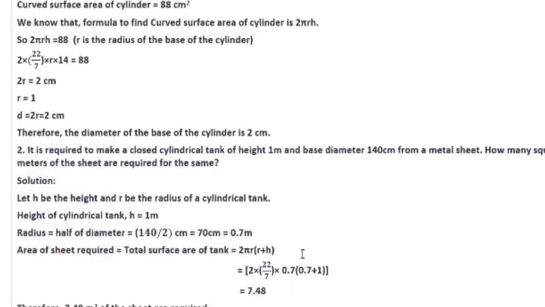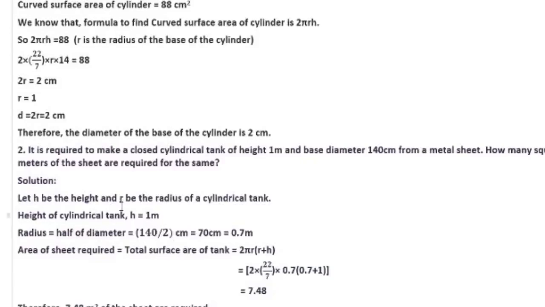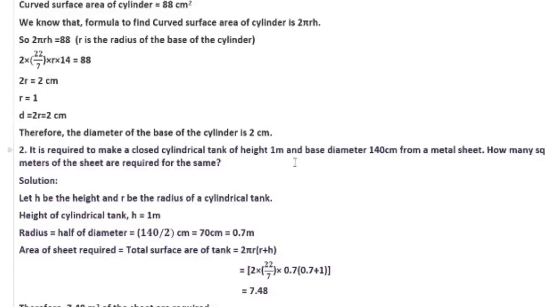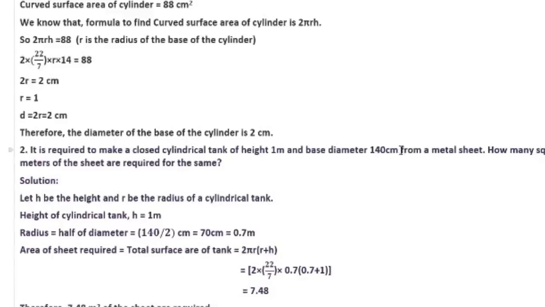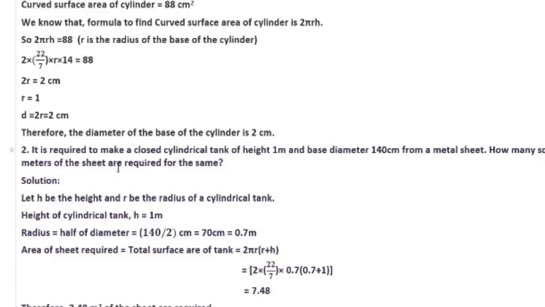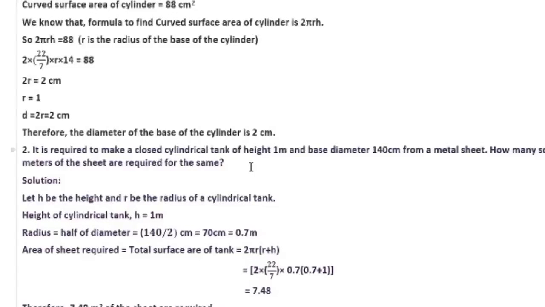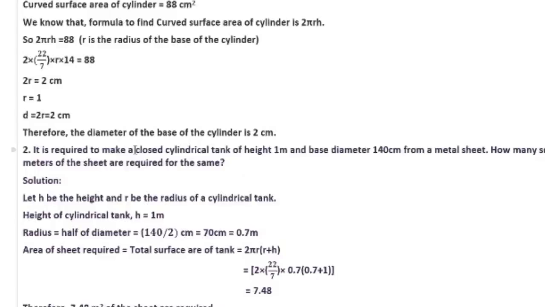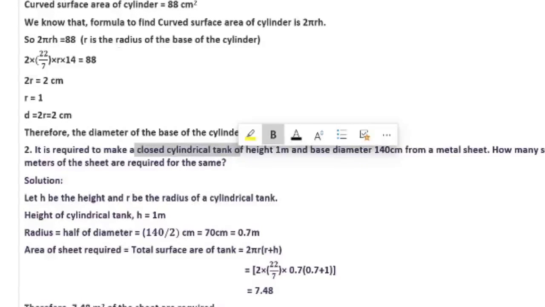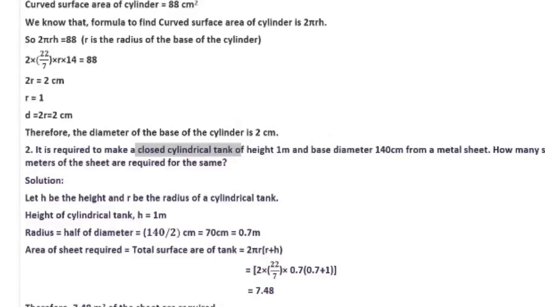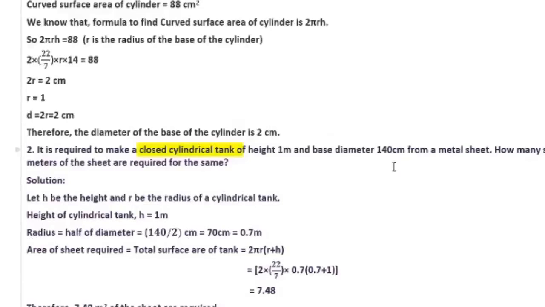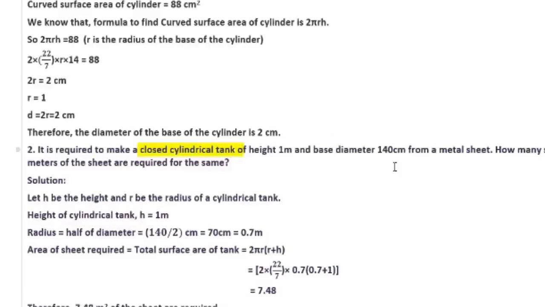The second question: it is required to make a closed cylindrical tank of height 1 meter and the base diameter 140 centimeter from a metal sheet. How many square meters of sheet are required for the same? So here it is given a closed cylindrical tank. So here we have to remember it is a closed cylindrical tank, so we have to calculate the total surface area of the cylinder.